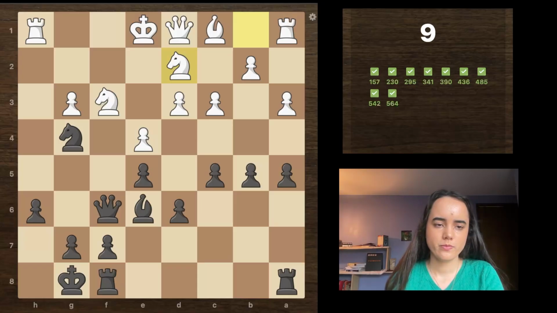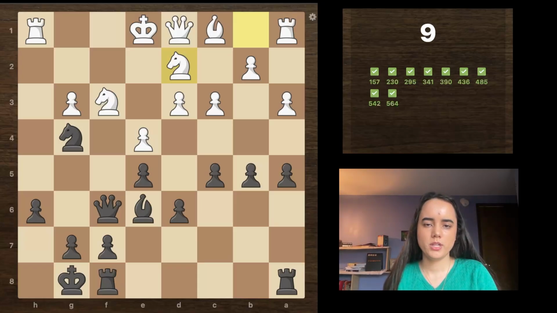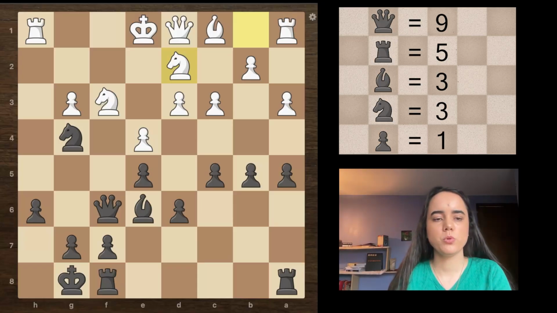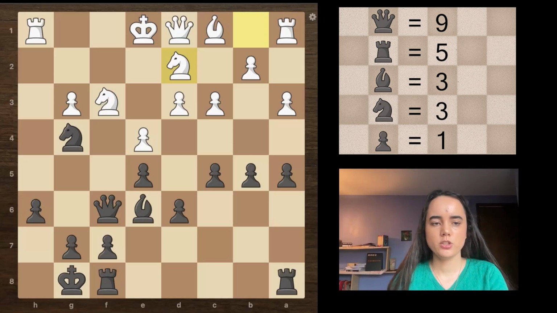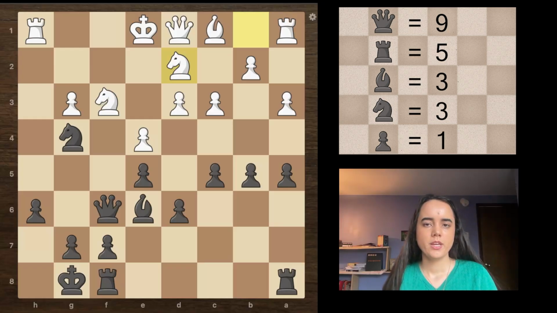So this is how valuable each of the pieces are. The queen is worth 9 points. The rook is worth 5 points. The bishop is worth 3 points. The knight is worth 3 points. And each pawn is worth 1 point.